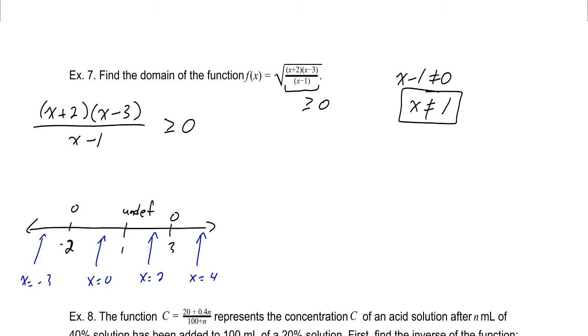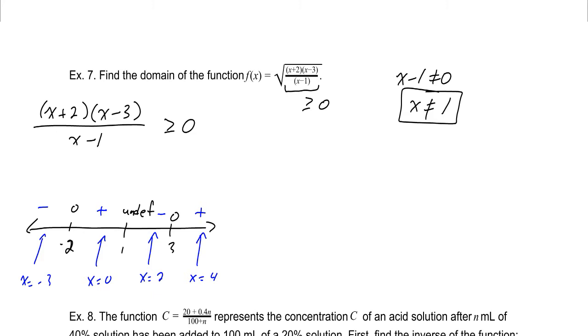Okay, so let's go ahead and do that for -3. At -3, it is a negative value of the function. At 0, the value is positive. At 2, it is negative, so in between those two. And at 4, it is positive.